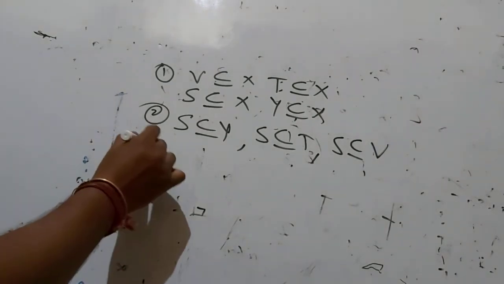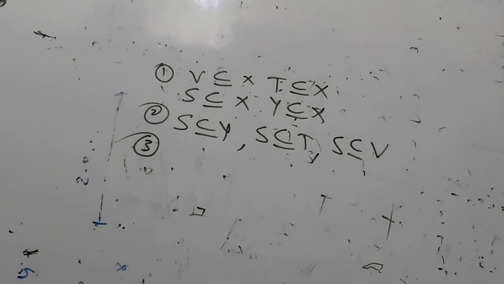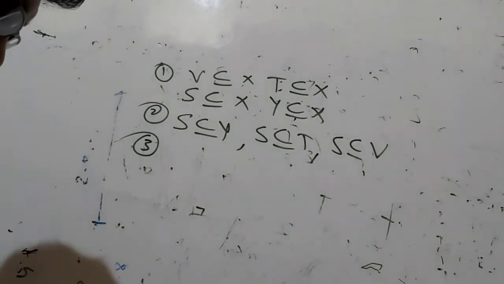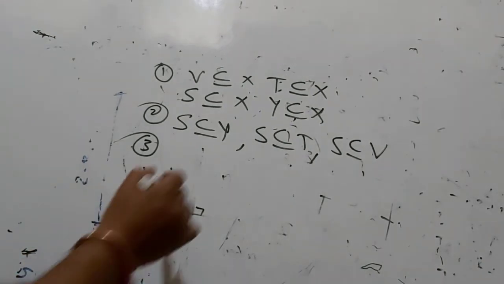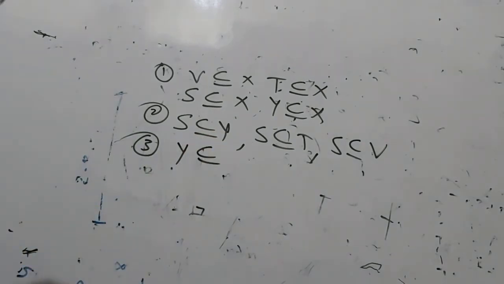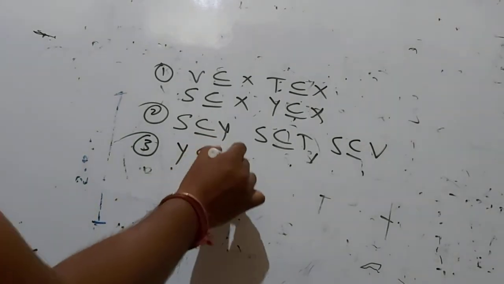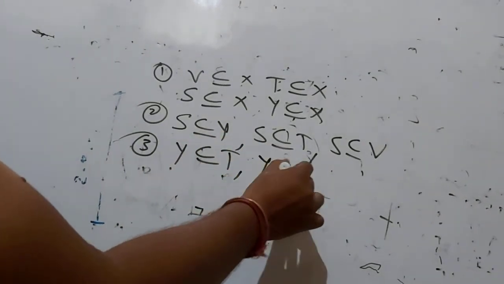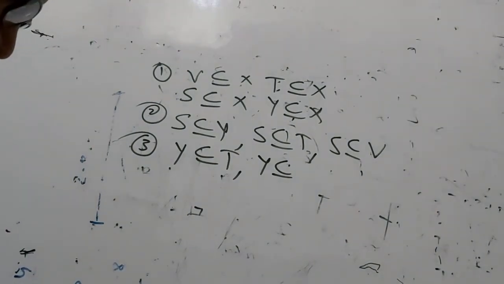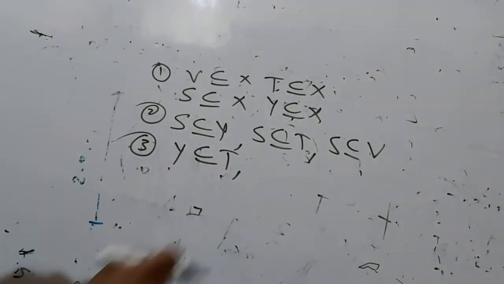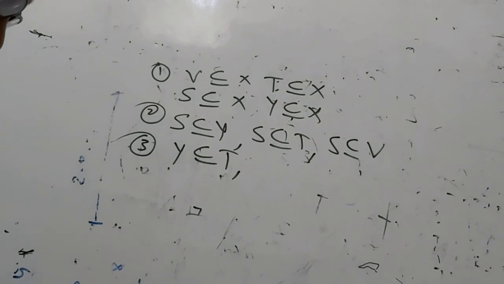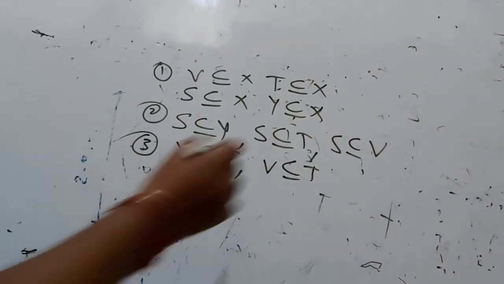So here, third one, first of all, rhombus. What does rhombus denote here? Set Y. Y is a subset of parallelogram, that is T, and afterwards, the set of rectangles, that is V, is a subset of T.